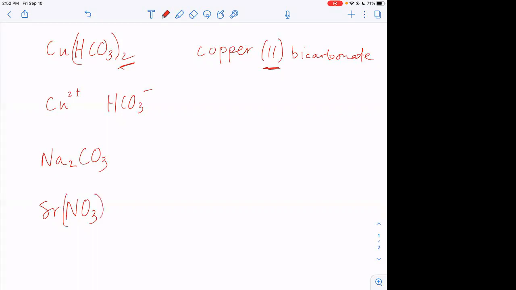Sorry, I didn't finish that. Okay, what's the first one? Na2CO3. Sodium. Why isn't it this? Not a transition metal, and sodium doesn't have a +2 charge. This number right here doesn't tell you the charge on that. That just tells you how many sodiums are in the compound. Only for transition metals. Sodium carbonate.